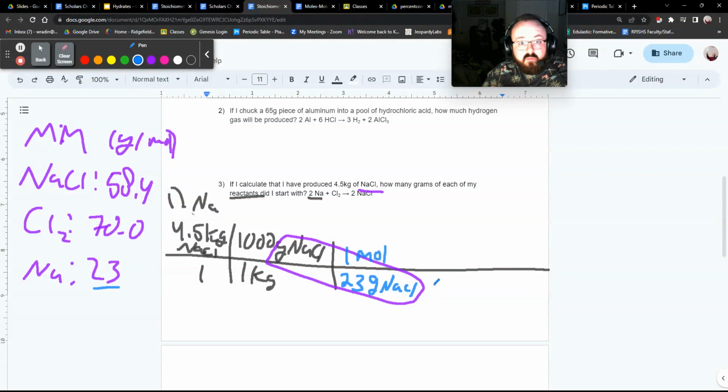Now I'm going to move on. I'm not going to just simplify it after every single step here. I'm going to move on to the next step. Because now, what is my unit? My unit is moles of NaCl. Right? Let's go to step 2.